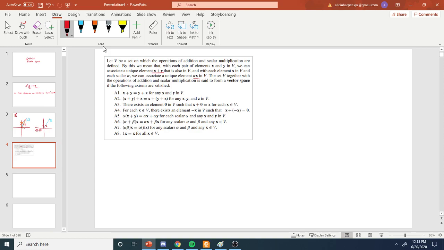So it shouldn't depend on which way you put your parentheses in. There should exist a 0 vector such that if you add it to any other vector, you get your vector back. For every vector x in V, there should exist a negative x in V, such that if you add the negative to your vector, you get 0.